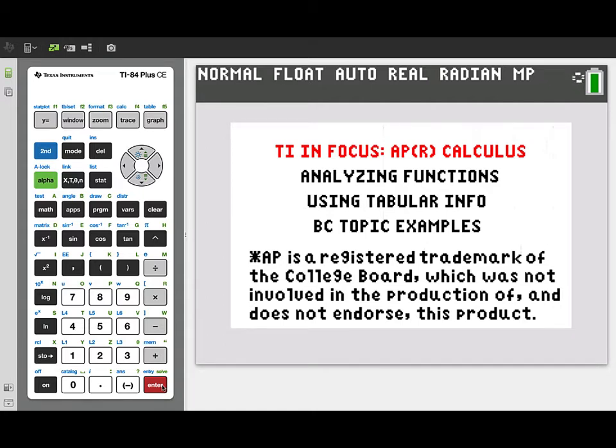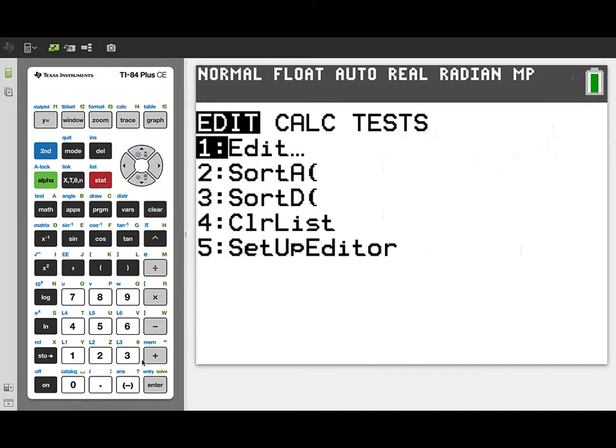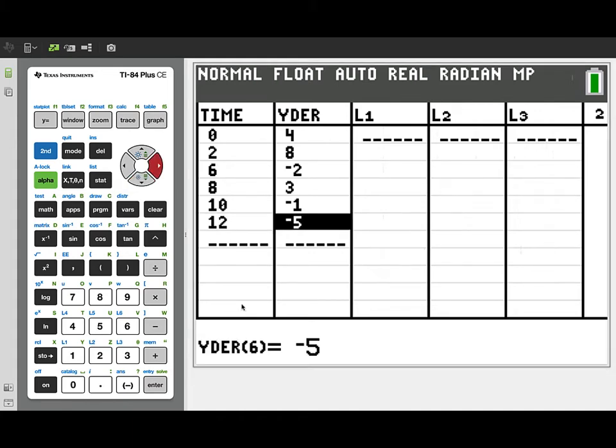Euler's method applied to parametric motion in the plane. To get started, we're going to go to the statistics editor, and here you'll see that I've already entered the table of values that were presented in this problem. Column 1 here is time, these are selected time values for t, and the second column are the corresponding y prime values for the y coordinate of the position.